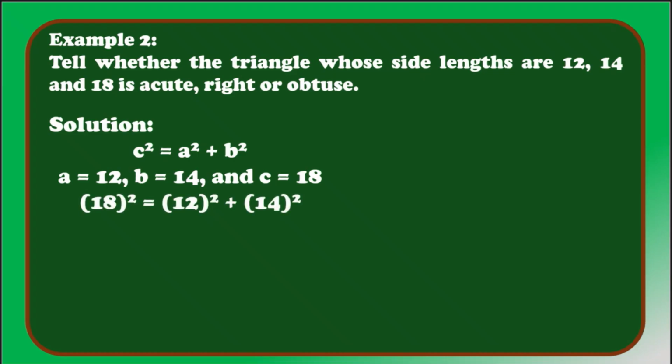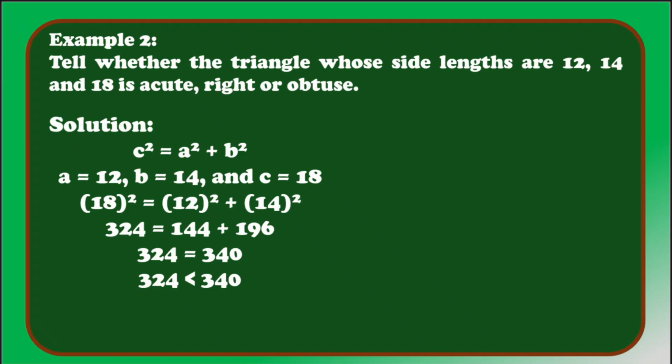Substitution. We're going to have 18 squared equals 12 squared, and then plus 14 squared. Get the squares of the following numbers. We're going to have 324 equals 144 plus 196. And then we're going to add the numbers at the right side of the equation. Copy 324 and we're going to obtain 340 from 144 plus 196. And based on our result, 324 is less than 340.